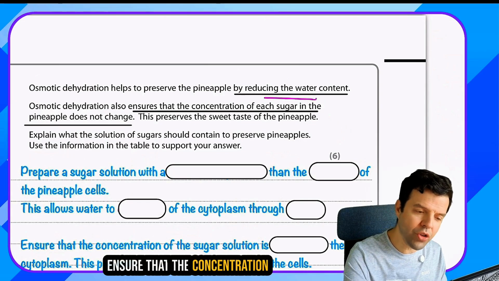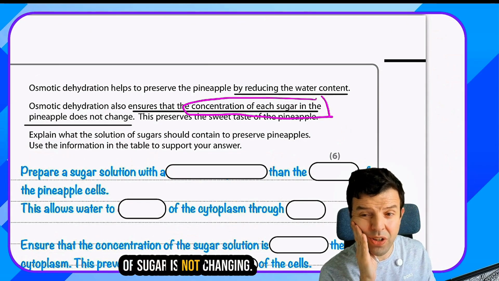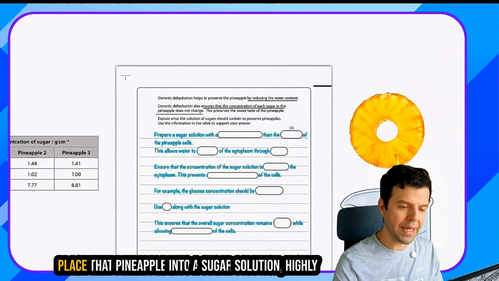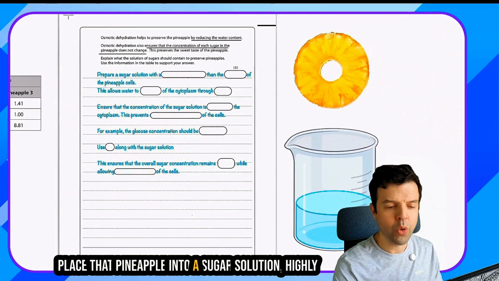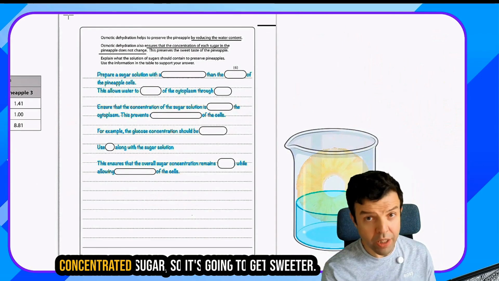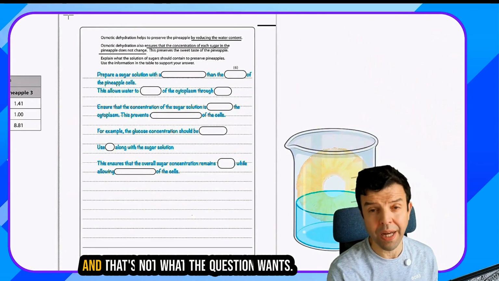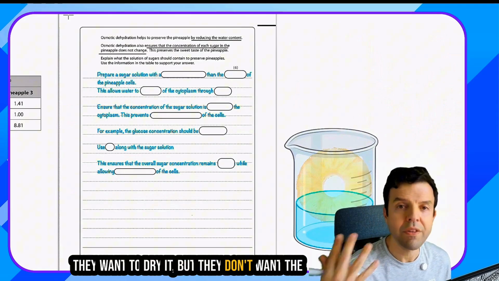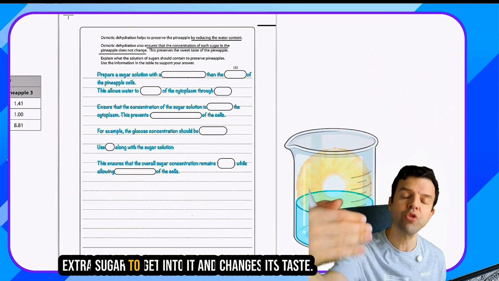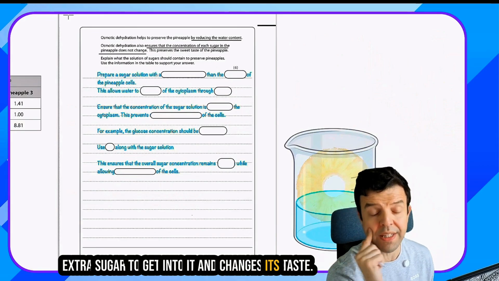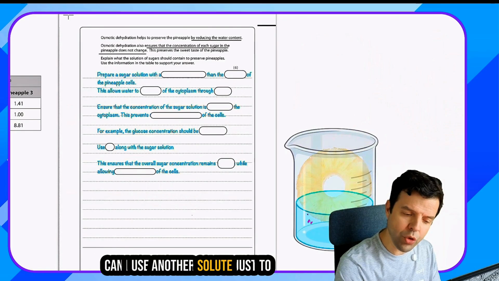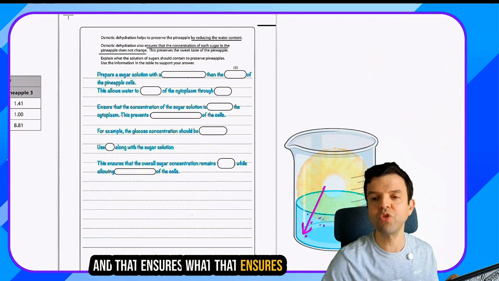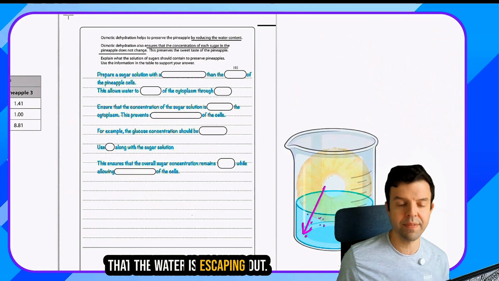Ensure that the concentration of sugar is not changing. So that's a bit of a challenge, because if I just place that pineapple into a sugar solution, highly concentrated sugar, it's going to get sweeter. And that's not what the question wants. They want to dry it, but they don't want that extra sugar to get into it and change its taste. Can I use another solute just to decrease its water potential? And that ensures what? That ensures that the water is escaping out.